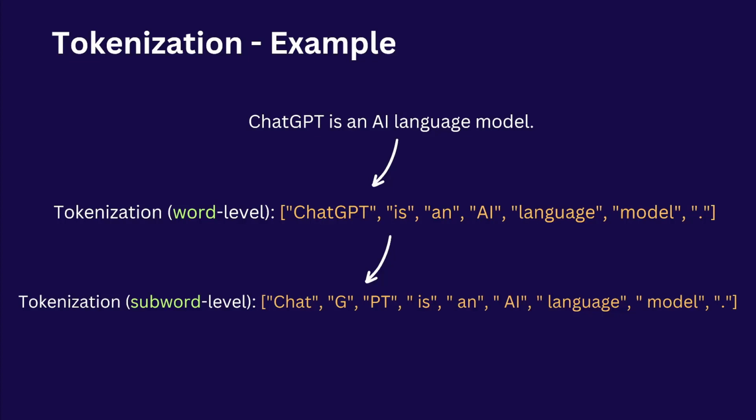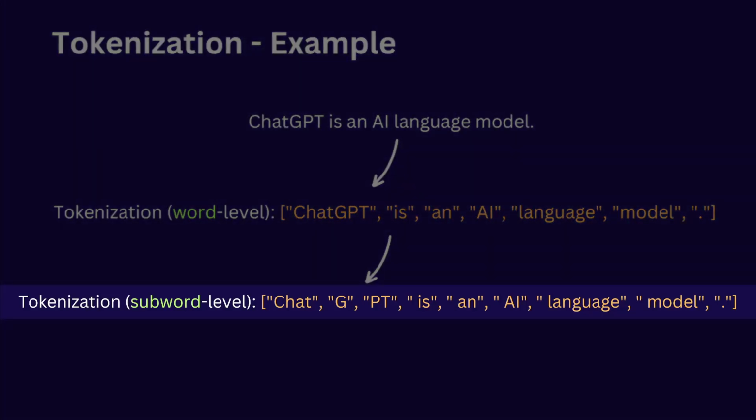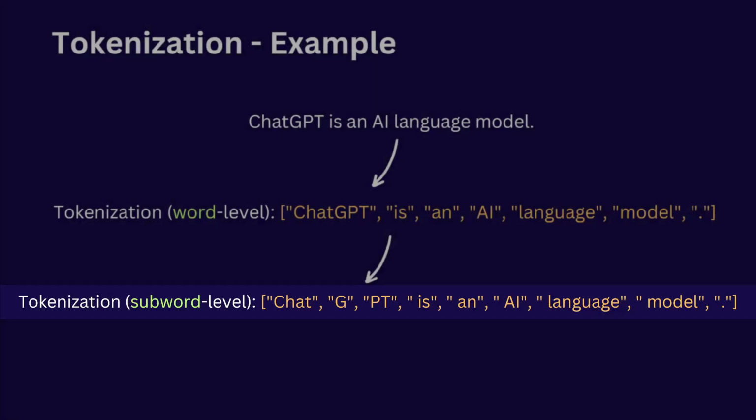The second level, the subword level. In the word level tokenization example, the sentence is split into individual words and punctuation. In the subword level example, the sentence is split into smaller units, which can help the model handle rare or unknown words. So the choice of tokenization method depends on the specific natural language processing task and the model that is finally used. As you can see here, "chat" is one subword, "G" another subword, "PT" another subword, "is an AI language model", the rest is as is.